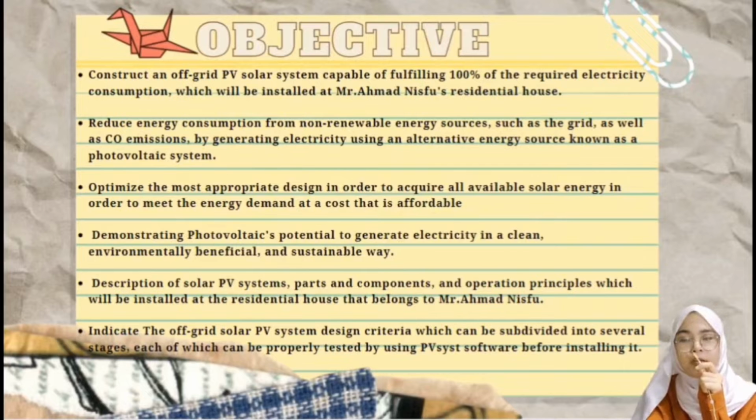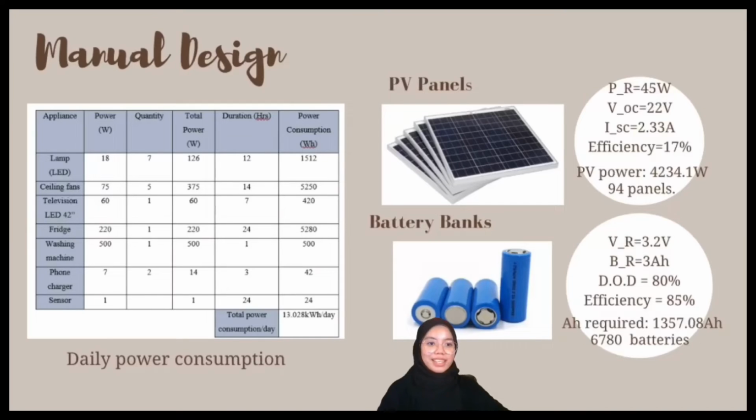Not only that, the objective of this project proposal is demonstrating photovoltaic potential to generate electricity in a clean, environmentally beneficial, and sustainable way. Also included is a complete description of solar PV system parts and components and operation principle, which will be installed at the residential house that belongs to Mr. Ahmad Nisfu. And last but not least, our project goal is to indicate the off-grid solar PV system design criteria, which can be subdivided into several stages, each of which can be properly tested by using PV software before we install it. Thank you.